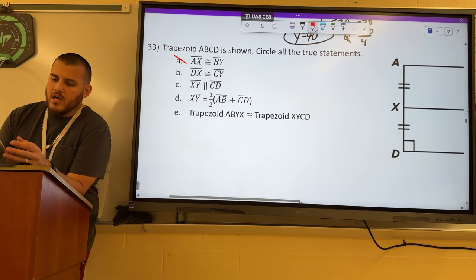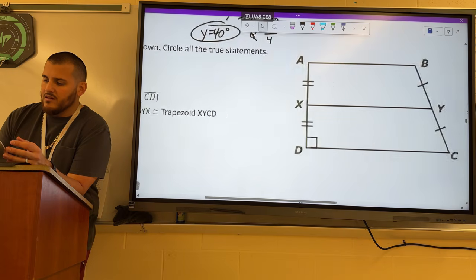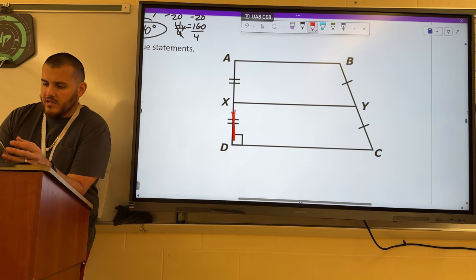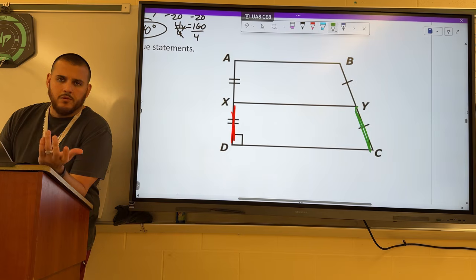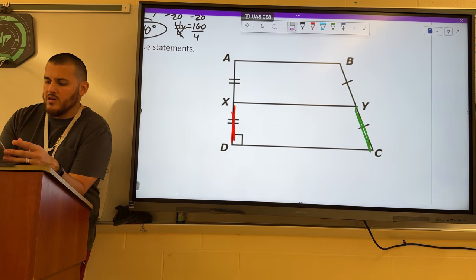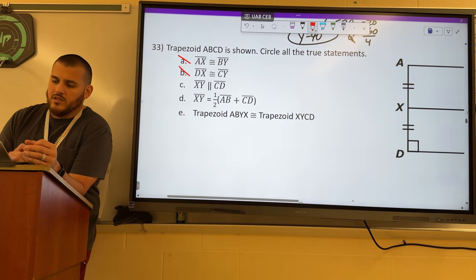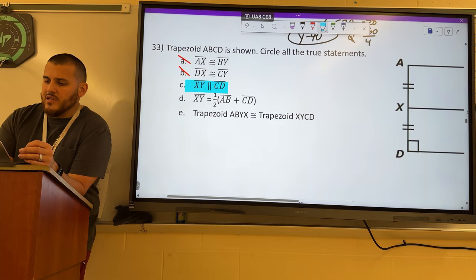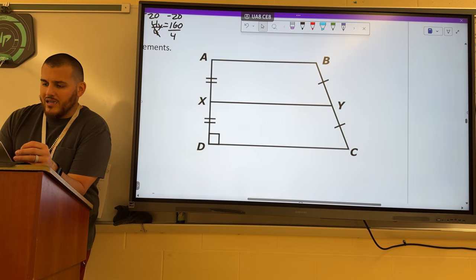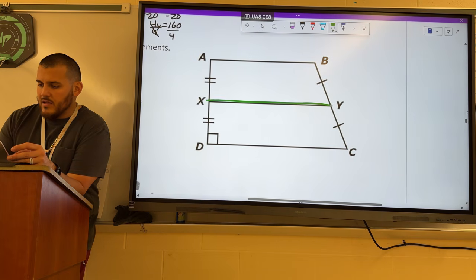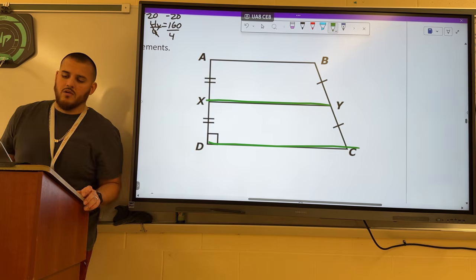so that is not true. The next one says DX is congruent to CY. Here's DX, here's CY, same problem. DX has 2 dashes, CY only has 1 dash. We need the same amount of marks to be congruent, so that's not true. Next says XY is parallel to CD. XY is right here, CD is right here. This is an interesting one.